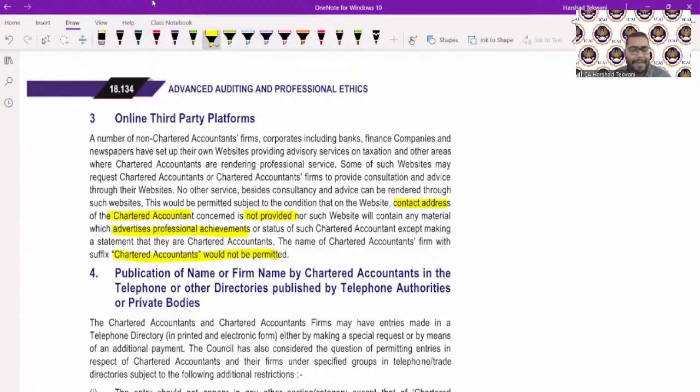Then that's it. I'll suggest you read the rest of the guidelines also, because it will enhance your understanding. If any questions, then please ask. I will be happy to answer.